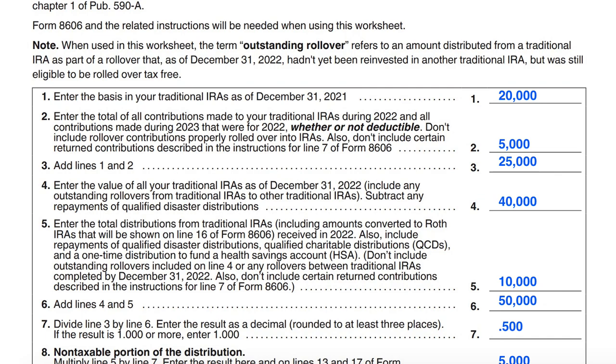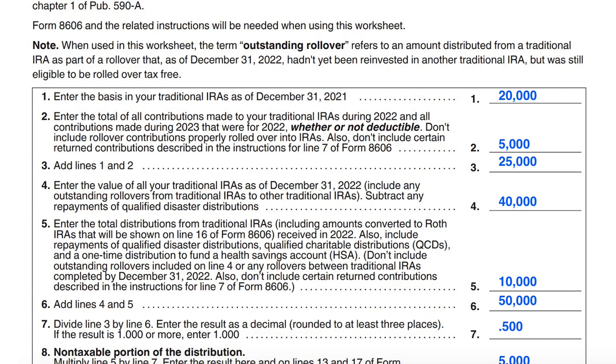You would also subtract any repayments of qualified disaster distributions, which you would be tracking on IRS Form 8915-F. So in this case, our account value is $40,000 at the end of the year. You should be able to find this on your brokerage statement. Usually the brokerage firms do a lot of foot stomping because this is an important aspect of your tax calculation, whatever your account balance is on December 31st of a given tax year.